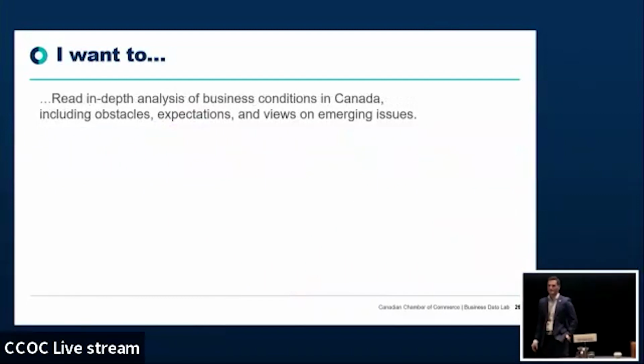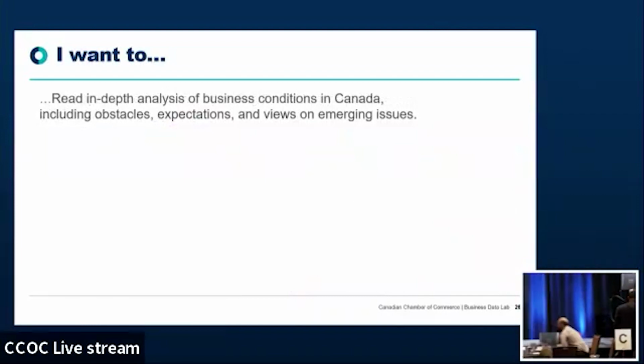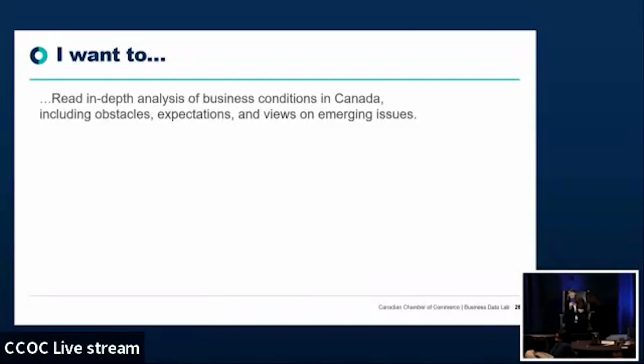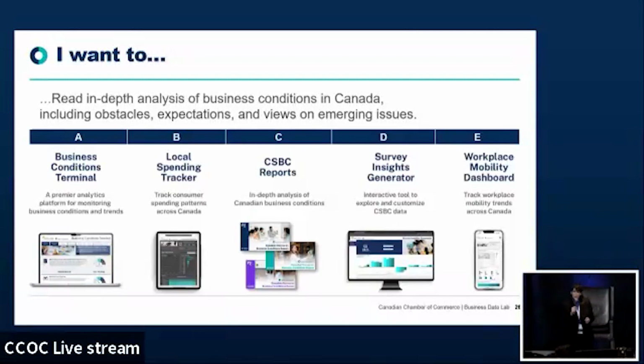Say, for instance, you want to read an in-depth analysis of business conditions in Canada, including obstacles, expectations, and views on emerging issues. Where would you go? The Business Conditions Terminal, the Local Spending Tracker, the CSBC reports, the Survey Insights Generator, or the Workplace Mobility Dashboard.